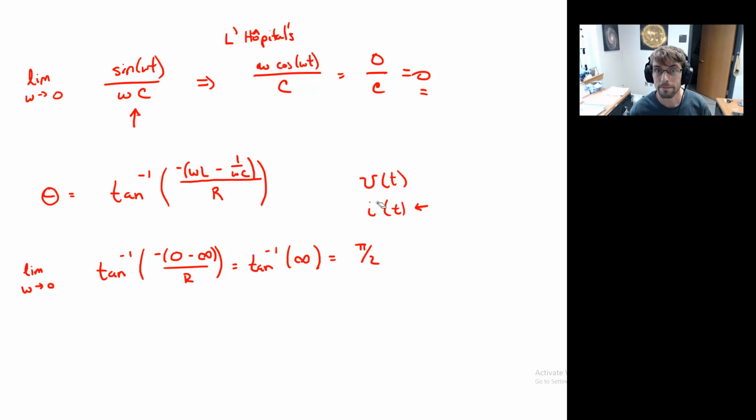Okay. Well, what happens in the limit as omega approaches infinity? Well, again, you see that now rather than that first term in the numerator being 0, that first term is infinity, and the second term is 0. And what do I get?